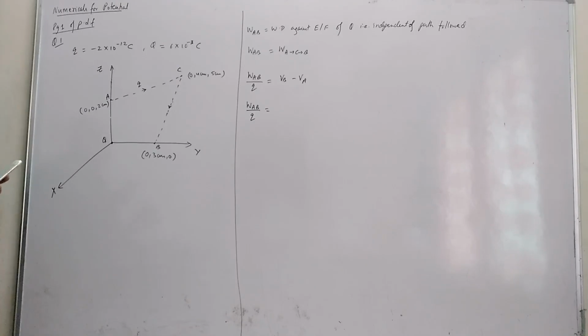Now I'm reading that question. Find the work done in taking a small charge of -2 × 10^-12 coulomb from a point A (0, 0, 2 centimeter) to a point B (0, 3 centimeter, 0) via a point C (0, 4 centimeter, 5 centimeter), if a charge of 6 × 10^-3 coulomb is located at the origin of the rectangular coordinate system. So what is the question? First try to understand the points. One point is given (0, 0, 2 centimeter). That means it lies on the z-axis.